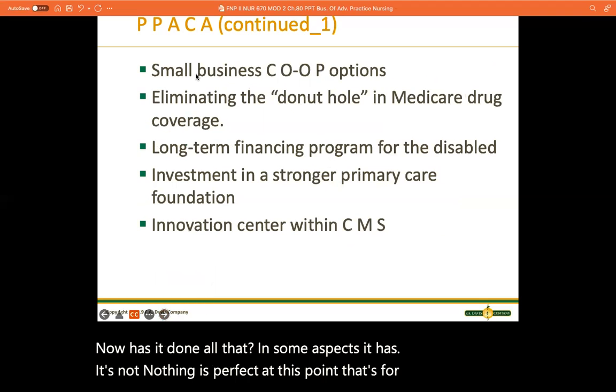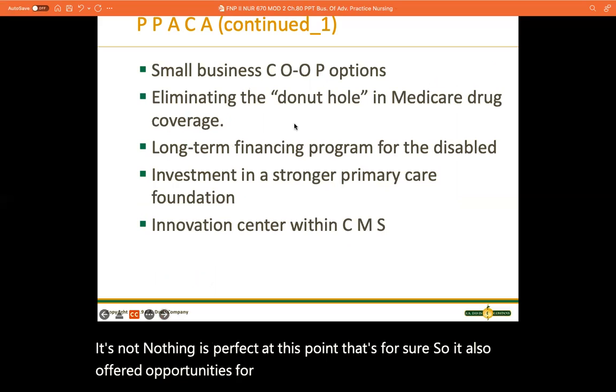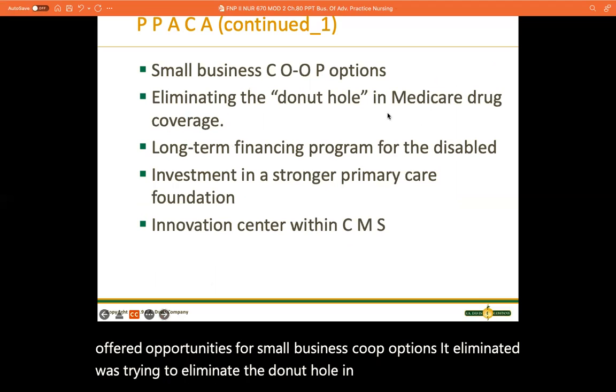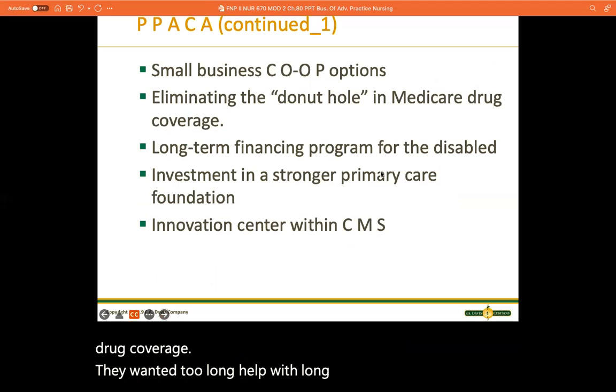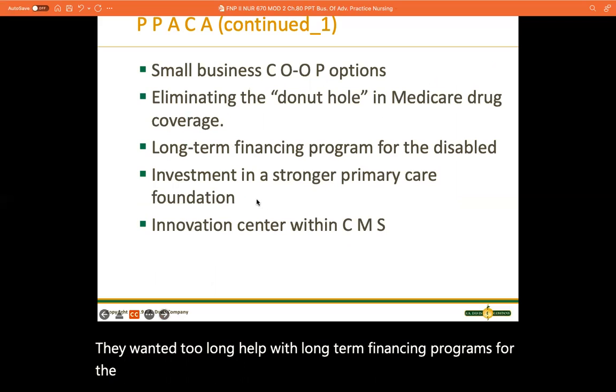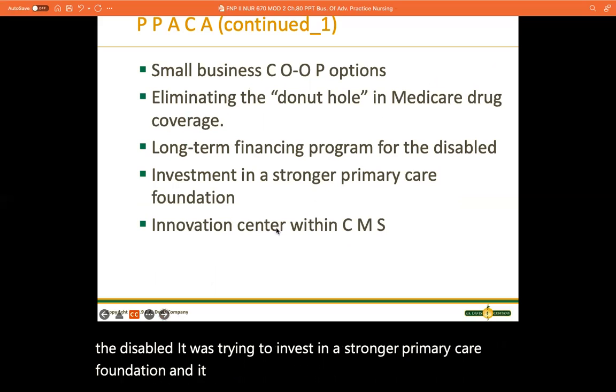It also offered opportunities for small business co-op options. It was trying to eliminate the donut hole in Medicare drug coverage. It wanted to help with long-term financing programs for the disabled. It was trying to invest in a stronger primary care foundation, and it also developed an innovation center within the CMS.